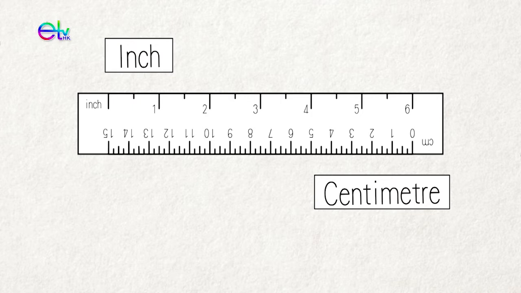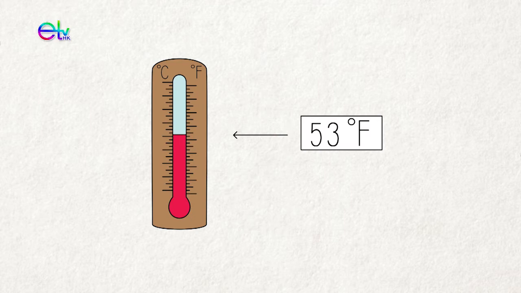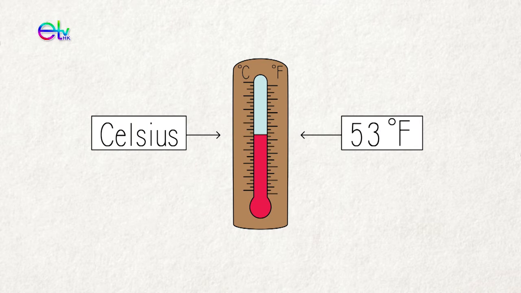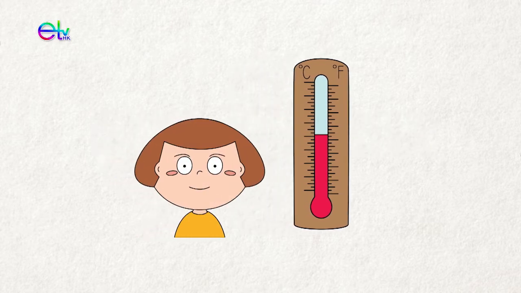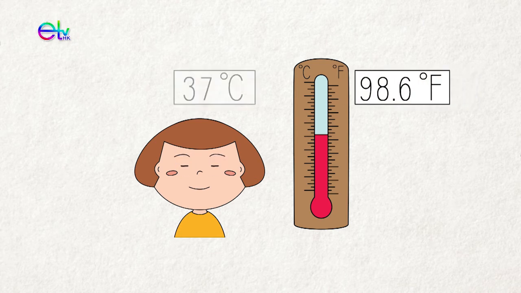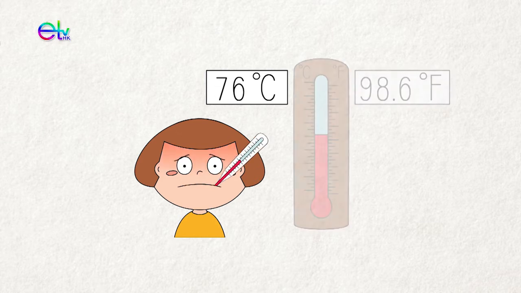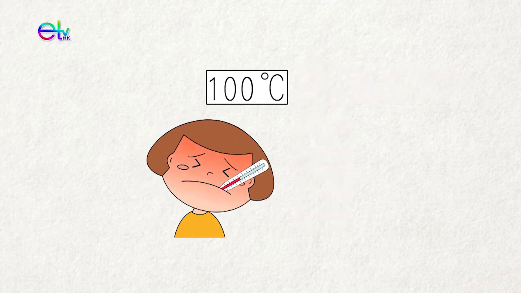Just now you saw that the thermometer read 53 degrees. That is Fahrenheit. When it is converted into Celsius, then it is 12 degrees. As for body temperature, normally it is 98.6 degrees Fahrenheit or 37 degrees Celsius. If you had a fever of 100 degrees Celsius, you would have been long dead from overheating.